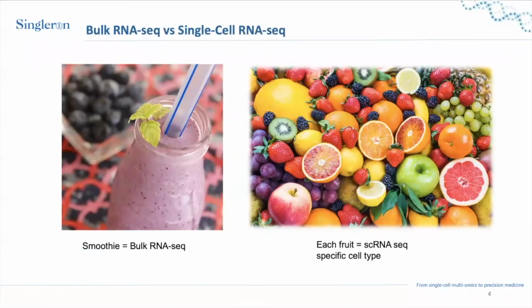So I like this analogy. On the left side, you're looking at a delicious smoothie. And smoothie is made of different fruits. And on the right side, these are the fruits that make up the smoothie. So if you consider smoothie as bulk RNA sequencing, each fruit would be single-cell RNA sequencing. So each cell-specific type would make up the smoothie. So with the whole smoothie, you get the taste, but you don't know the content of it. So in order to understand this, we need single-cell sequencing, basically.